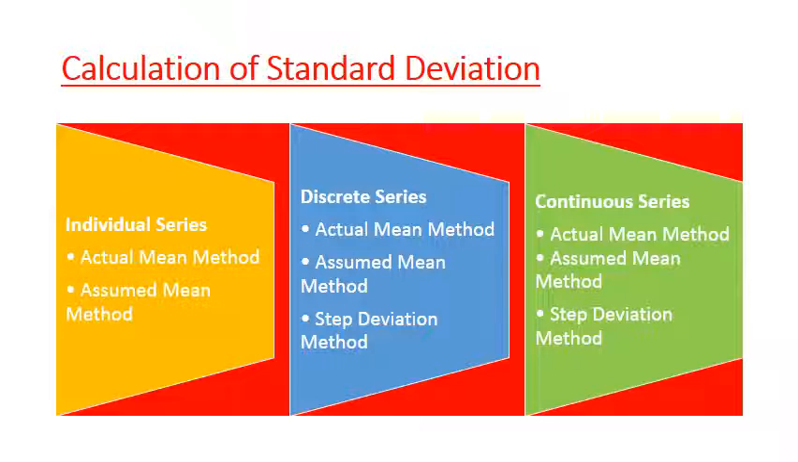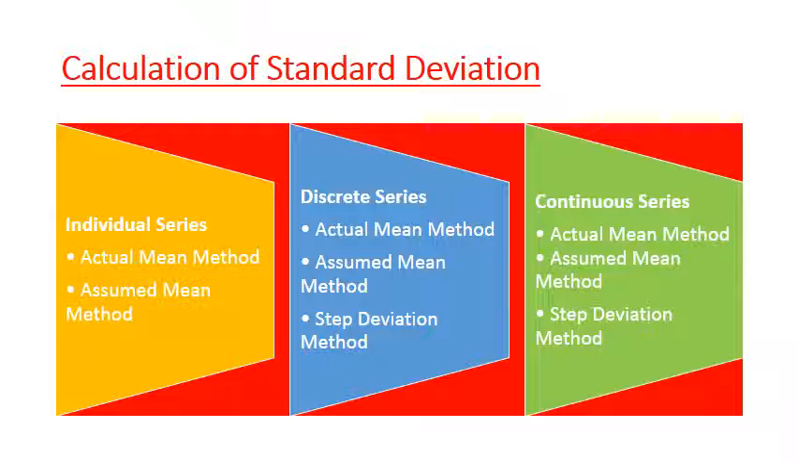Now, how to calculate standard deviation? Like you calculated mean, median, mode in different types of series, you have individual series, discrete series, and continuous series as well. You have two methods: actual mean method, in which first you calculate the mean, then measure the deviations, then square the deviations, and then you get the standard deviation. Assumed mean method, where we assume a mean, measure the deviations from the assumed mean, square those deviations, calculate the sum, then use it in the formula, and we get the standard deviation.